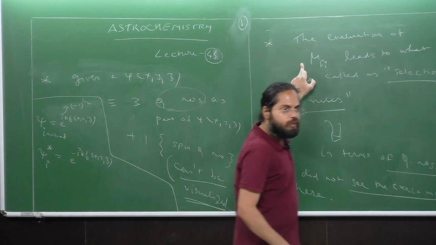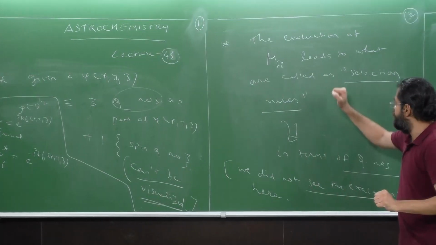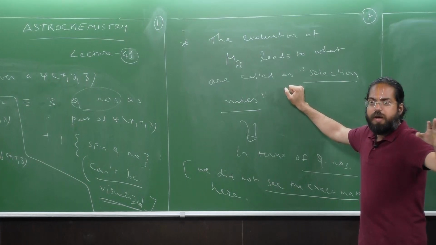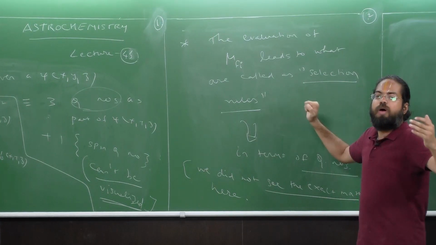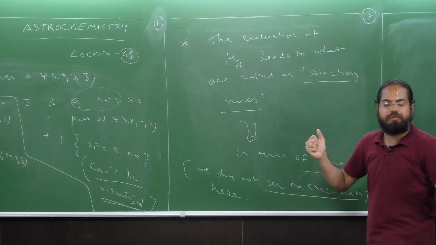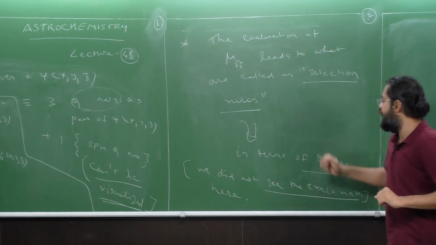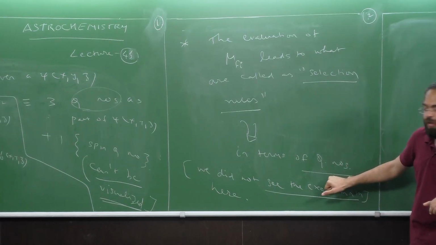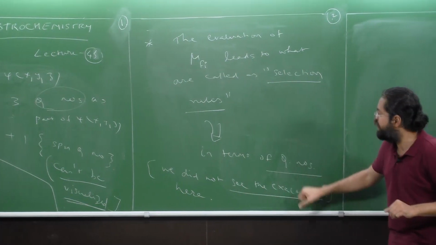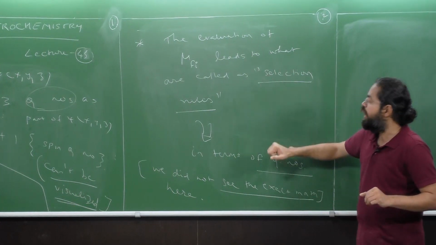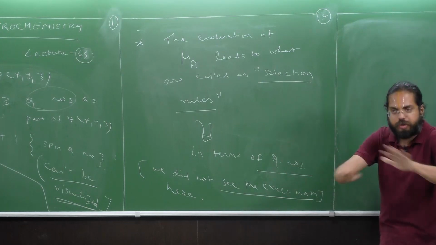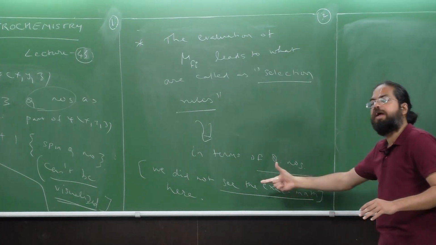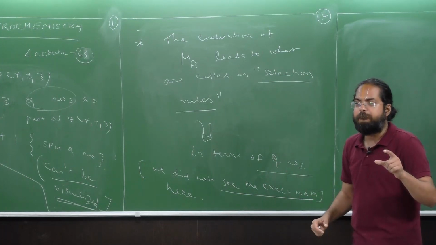Now, the evaluation of this integral leads to what are called selection rules. I have not told you what the selection rules are going to be and what form they will take, what they are for, or how they will be connected with the intensities. I also just told you that the selection rules will be expressed in terms of quantum numbers. How the math is done, I'm not going to tell you in this lecture at all, but the final results we shall be seeing in a few lectures on.